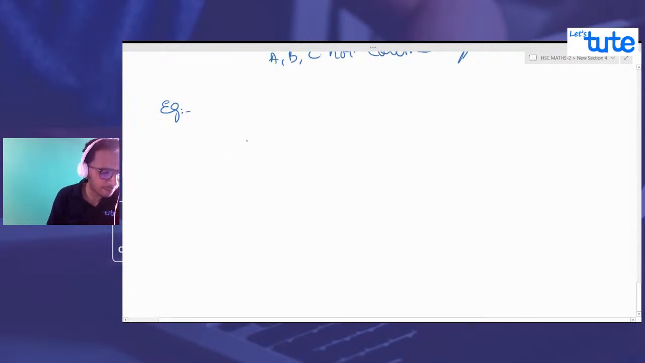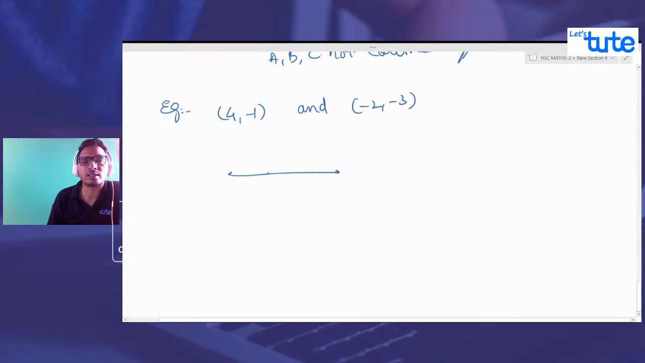The question given is there are 2 points, 4 comma -1 and -2 comma -3, and what we have to do is find the 2 points which are trisecting this line segment. Let us say this is A and B. When we want the points of trisection, that means we want these 2 points which are dividing the line segment into 3 equal parts. Let us take them as C and D.